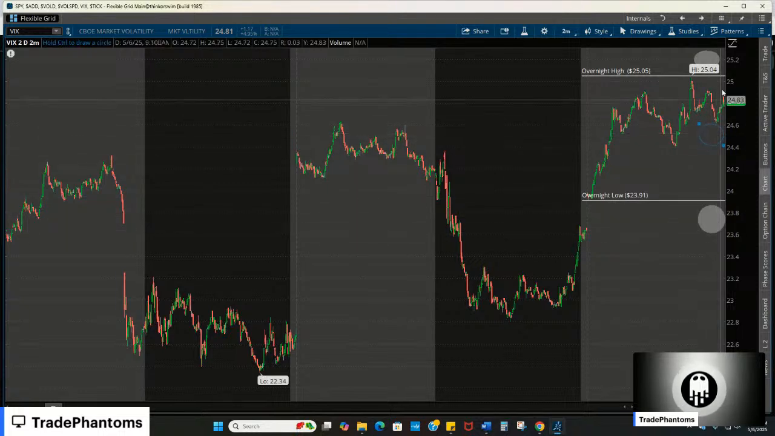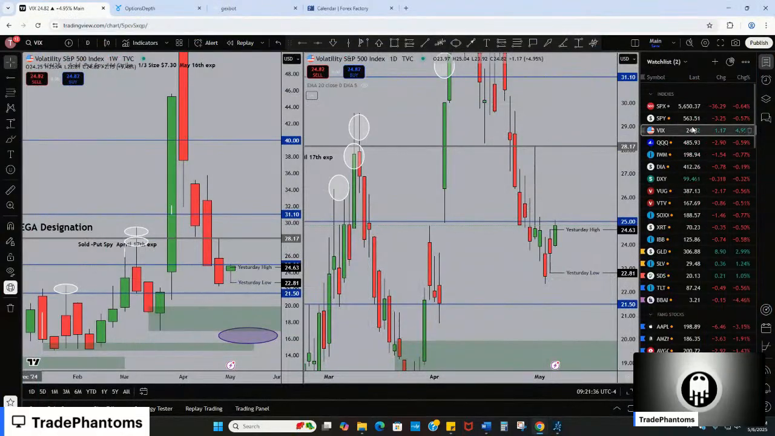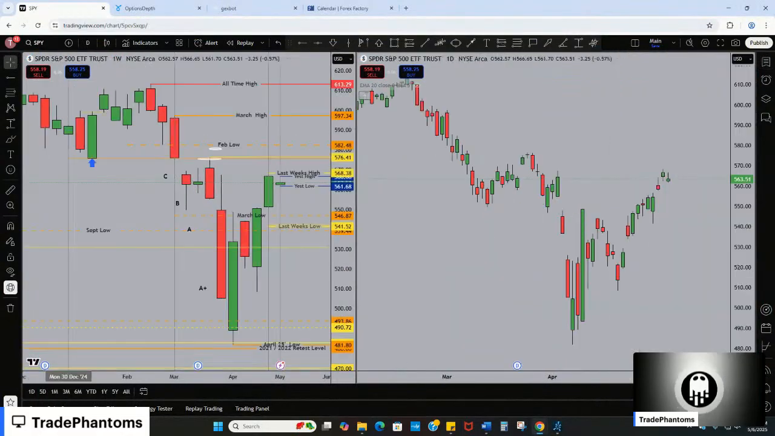So again, I map out the high, the low, and pin where I am, the last time I saw it, and we're going to monitor this, amongst other things. Right now, as we speak, we got spies.